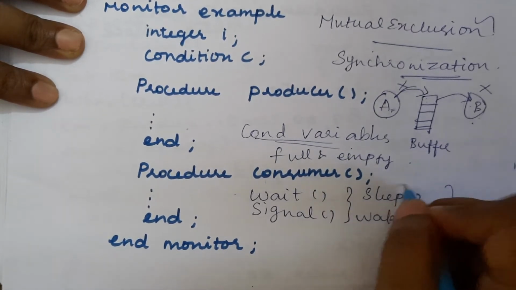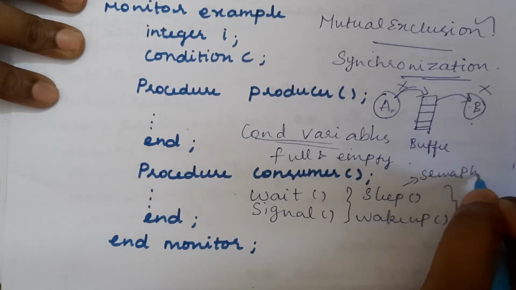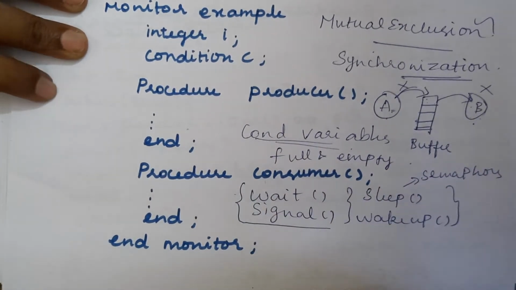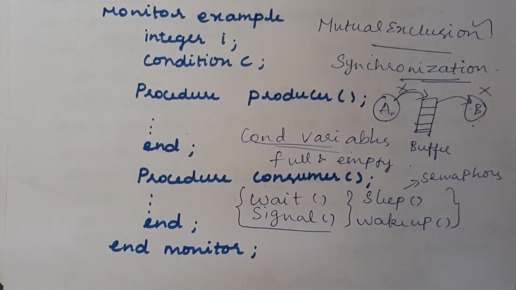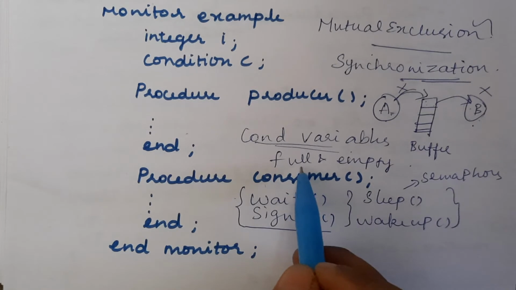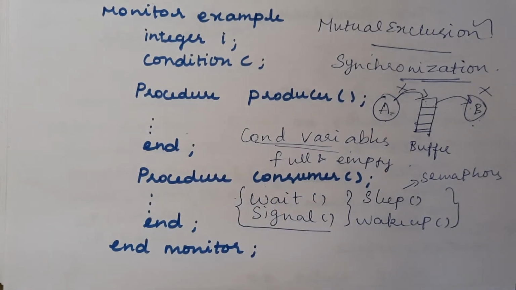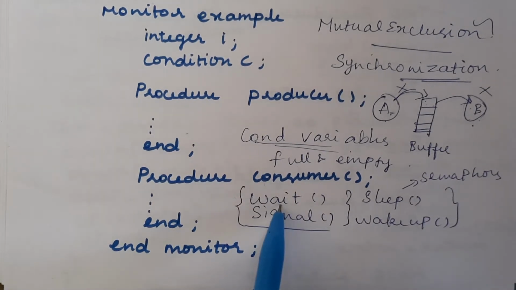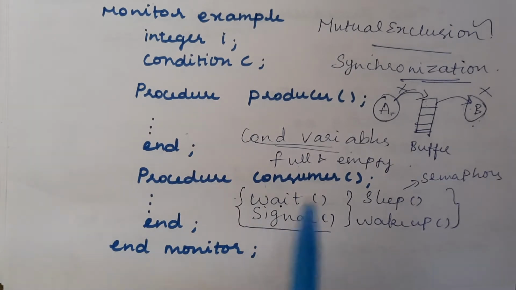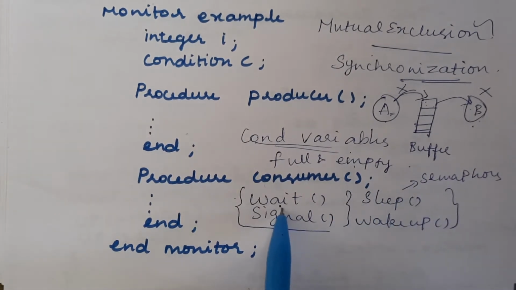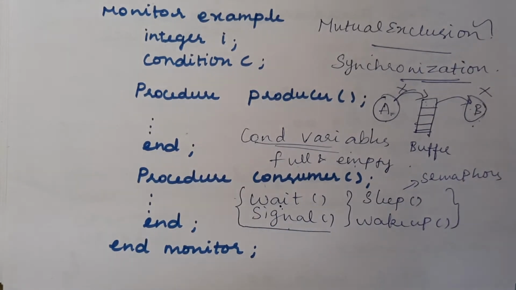We used these two things in semaphores, but in monitors we use wait and signal. We check the first condition variable, full. If the buffer is full, then the producer process has to perform the wait operation. In the same way, if the buffer is empty, then the consumer process has to perform the wait operation. And what is the signal? The process that has been waiting should be signaled with the help of the signal operation, which is very similar to sleep and wake up.